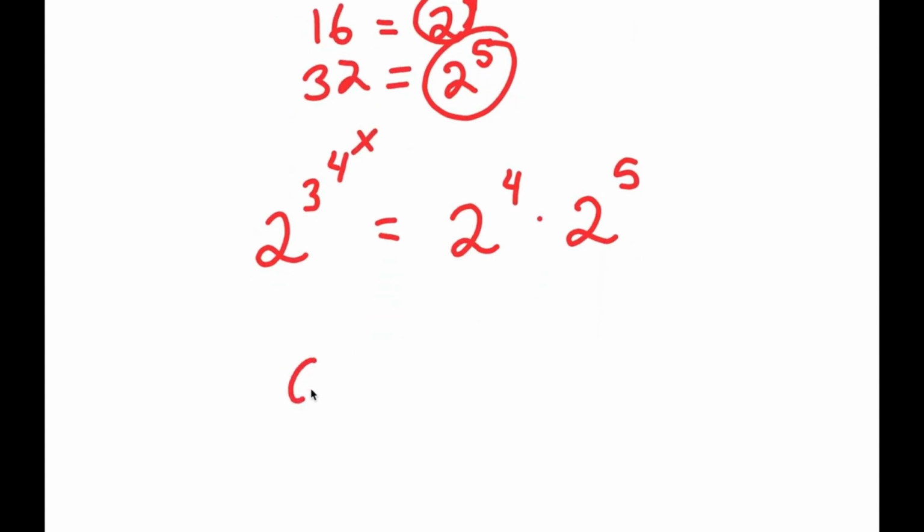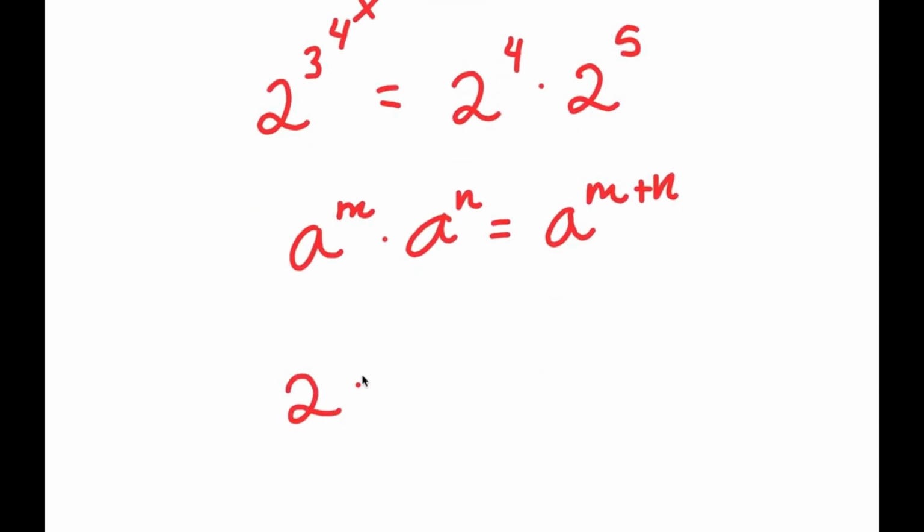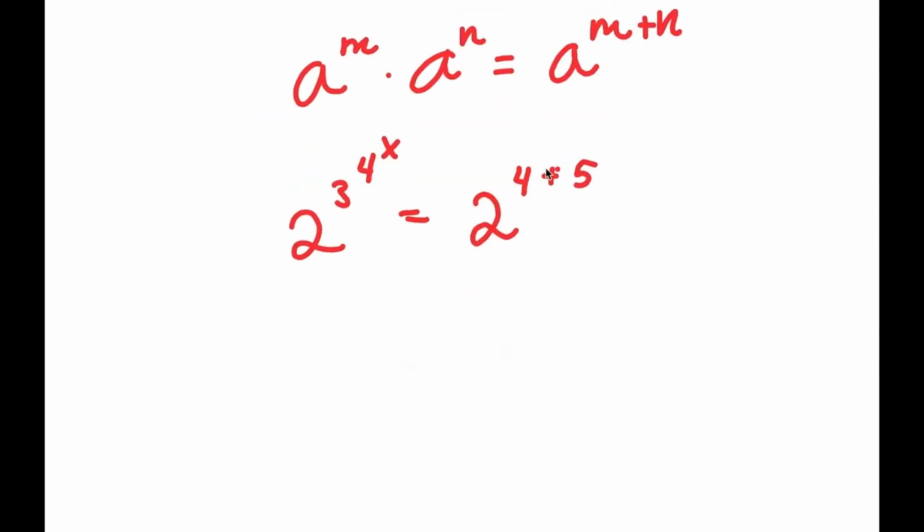Now if I have something in the form a to the power of m times a to the power of n, this is equal to a to the power of m plus n. So right here we have 2 to the power of 3 to the power of 4 to the power of x is equal to 2 to the power of 4 times 2 to the power of 5, which is the same thing as 2 to the power of 4 plus 5. And 4 plus 5, that's equal to 9. So 2 to the power of 3 to the power of 4 to the power of x is equal to 2 to the power of 9.